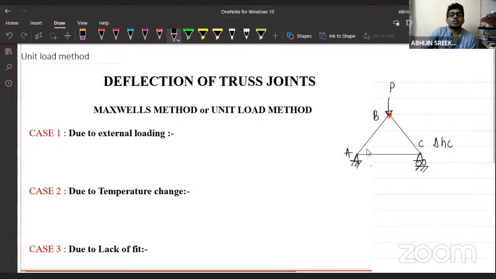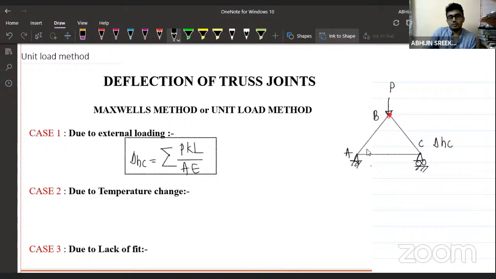As per the unit load method, the equation for finding the horizontal displacement at C will be equal to the summation of PKL divided by AE. What is this? I will tell you within a while. What is the meaning of each and every term here?